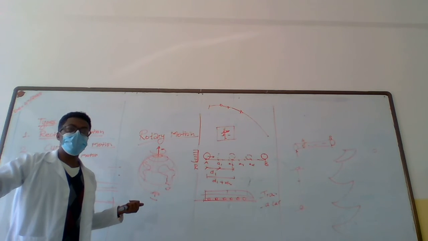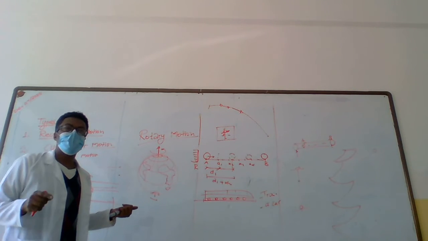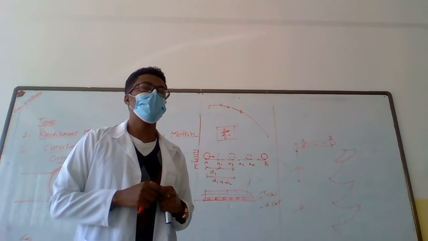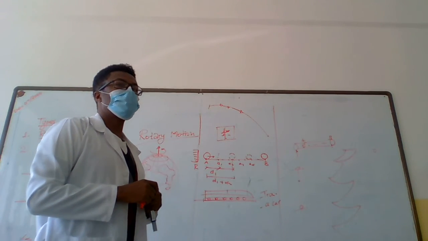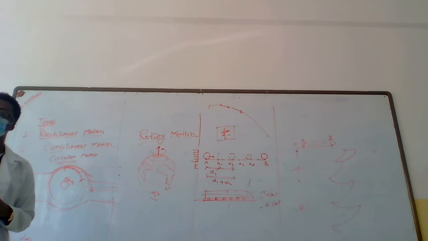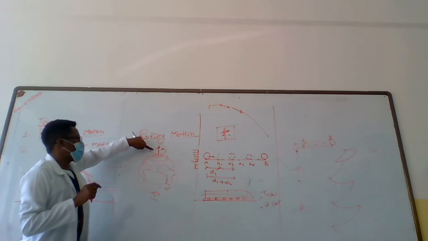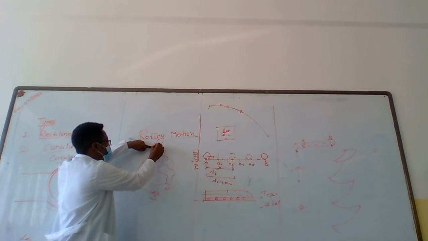Can you give me an example? What do you call rotary motion? What happens when rotary motion happens? What's rotary motion? It is rotational motion, but it is along a fixed axis.